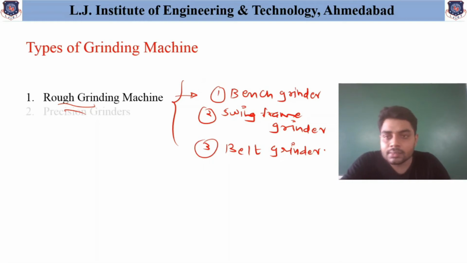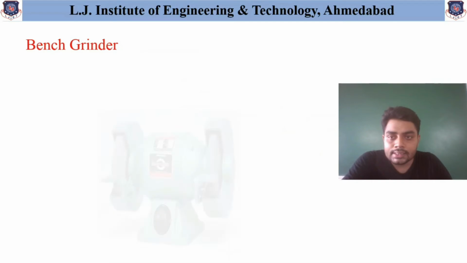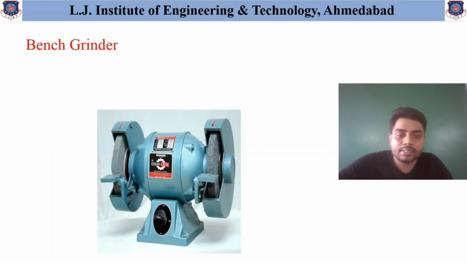Similarly, another machine available is the precision grinder machine. These precision grinder machines are used particularly for finishing operations, in which the particle size is also smaller and the surface finish obtained is comparatively better than the rough grinding machines. Now we will discuss the simple rough grinding machines that we have listed over here. The first one is the bench grinder machine. Let us have a look at a simple bench grinder machine.